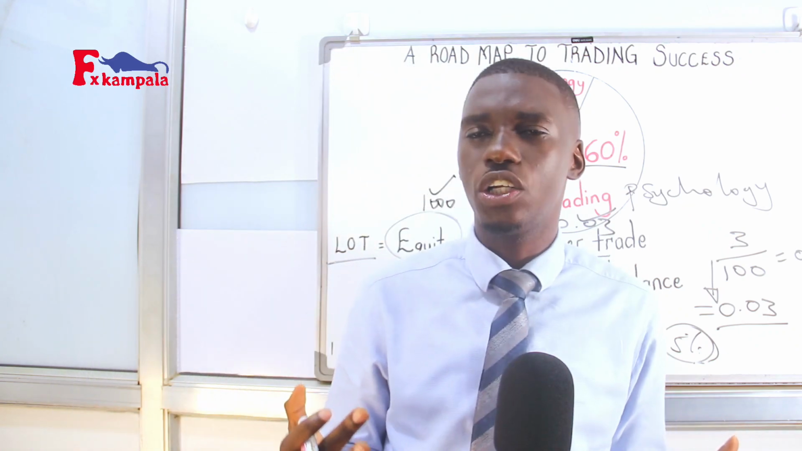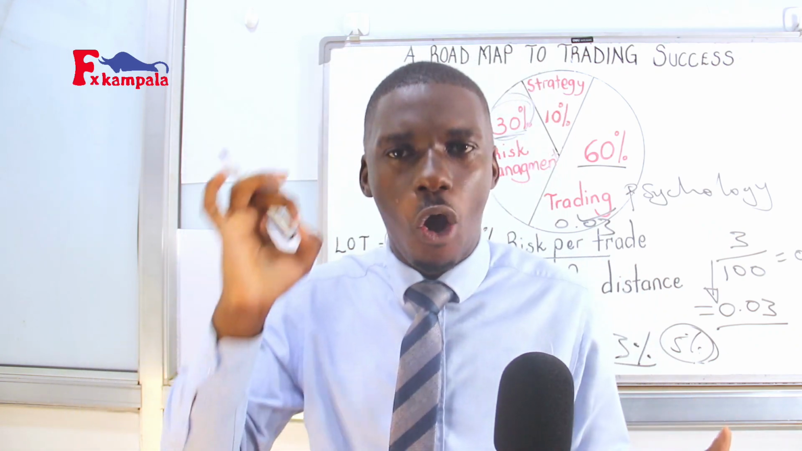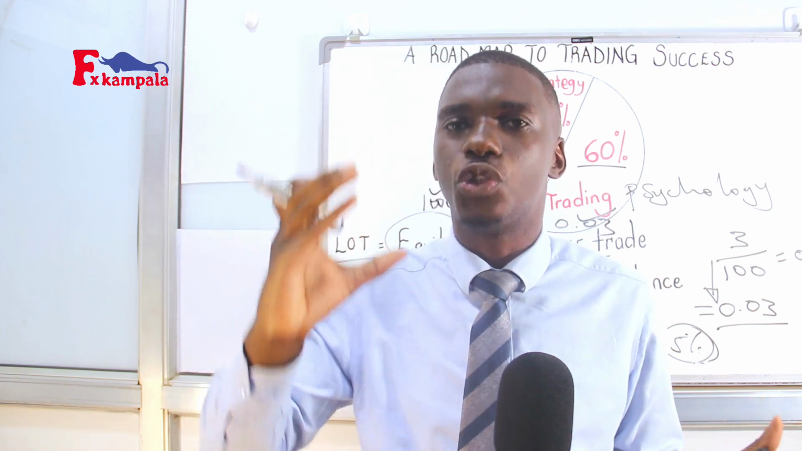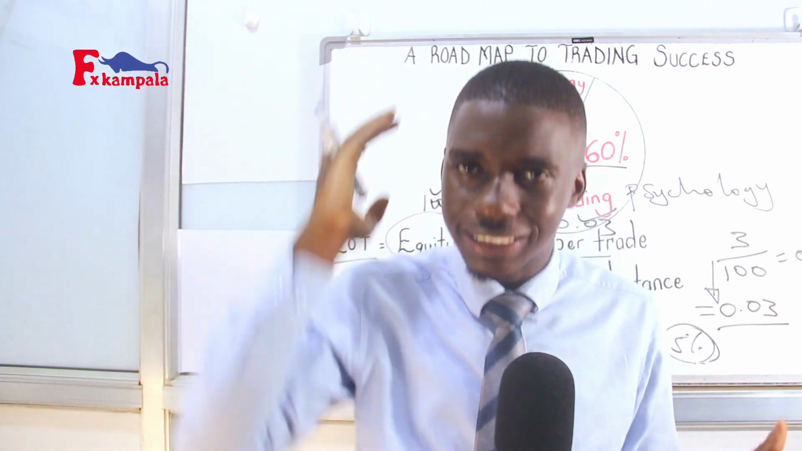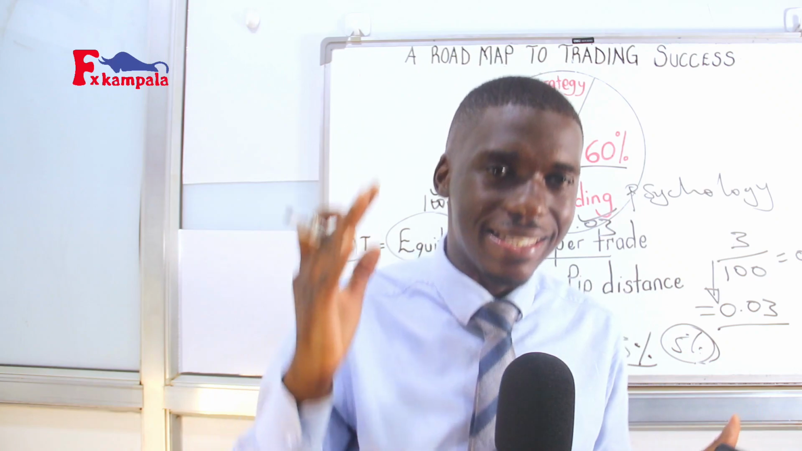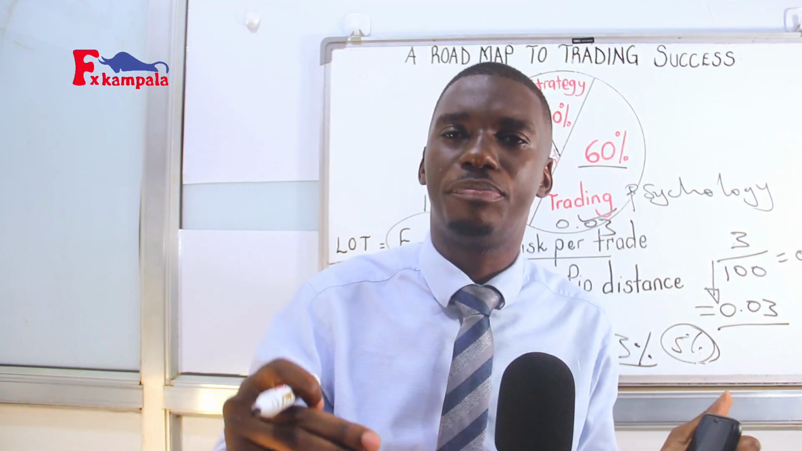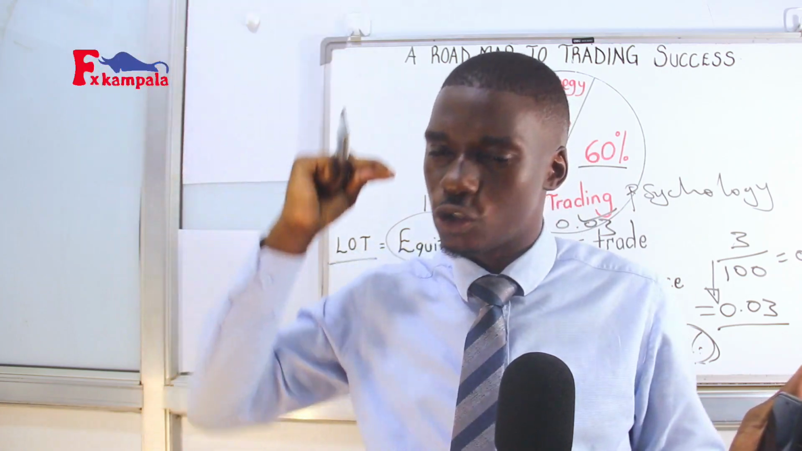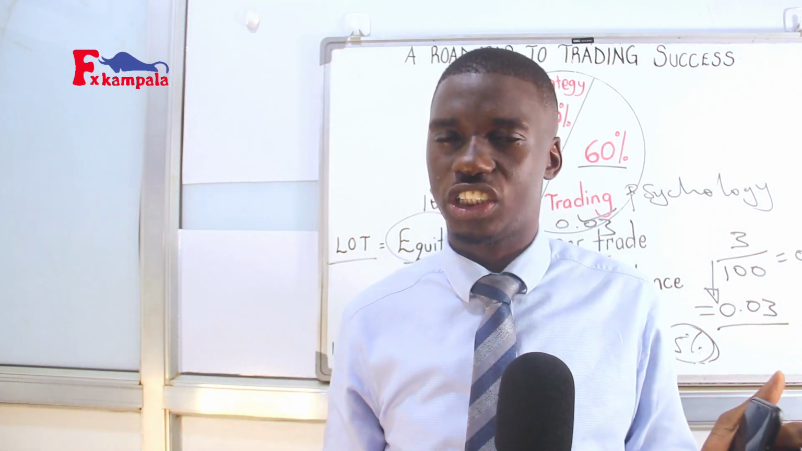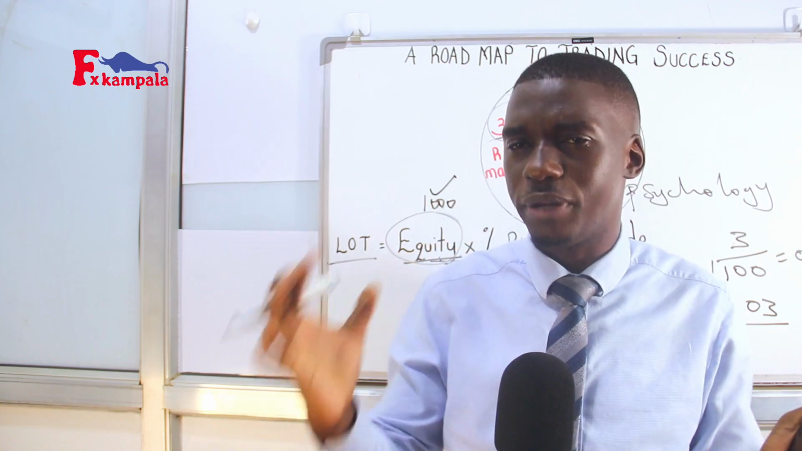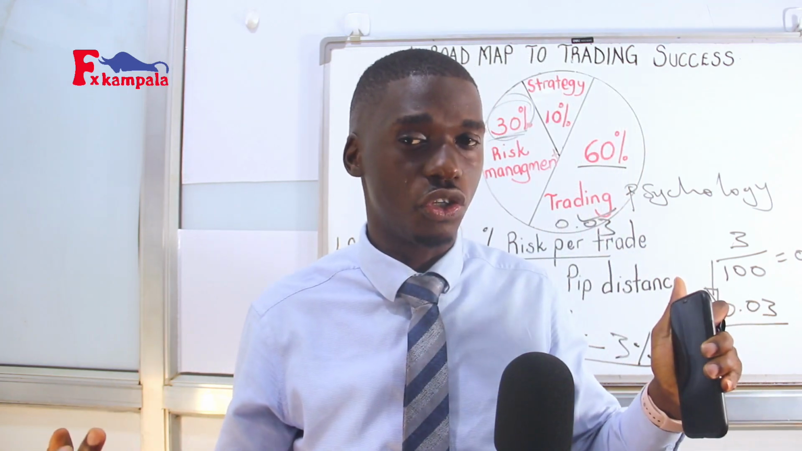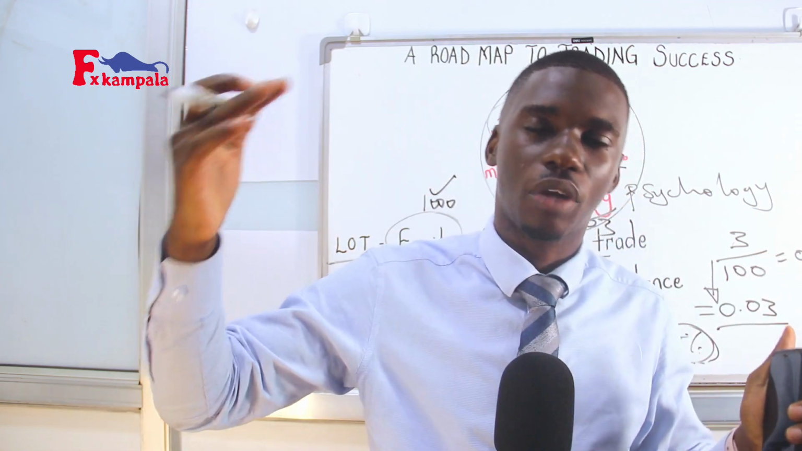Now, if it is $10, it means that in the whole formula, the only thing that you should actually look for, search for, get is actually the pip distance. And pip distance is actually the number of pips from your entry point to where you want to put your stop loss. So it's your job now to use the crosshair.